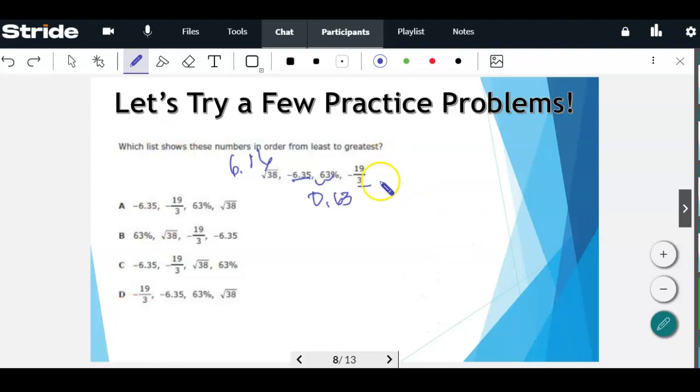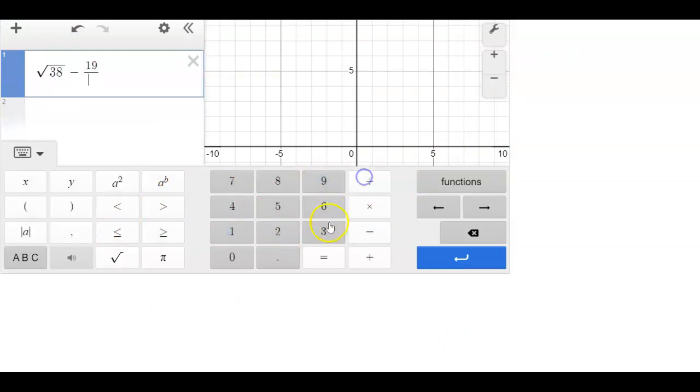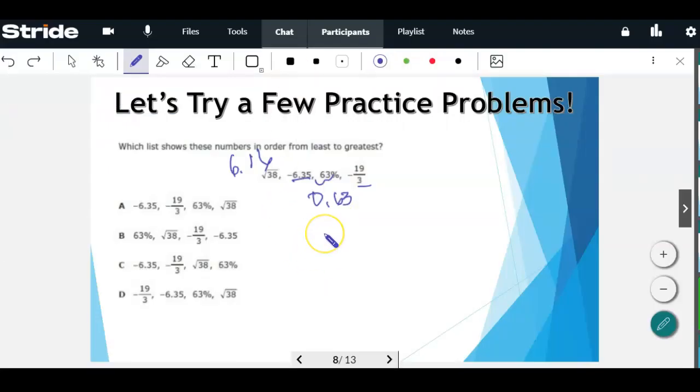So let's go ahead and do negative 19 over 3 on the calculator. So I'm going to put in negative 19 divided by 3. So it's negative 6 point repeating 3. So let's just write that as negative 6.3. Okay, and this is 3, 5. So we're going to put a 0 there.